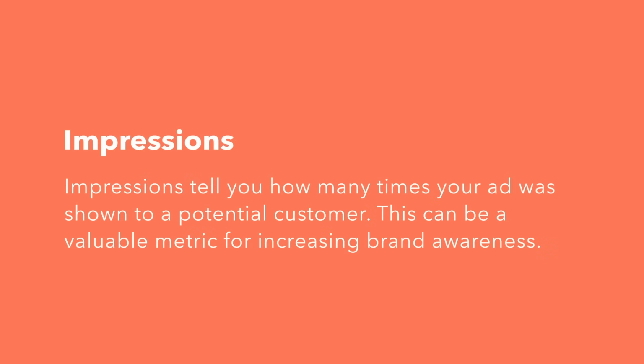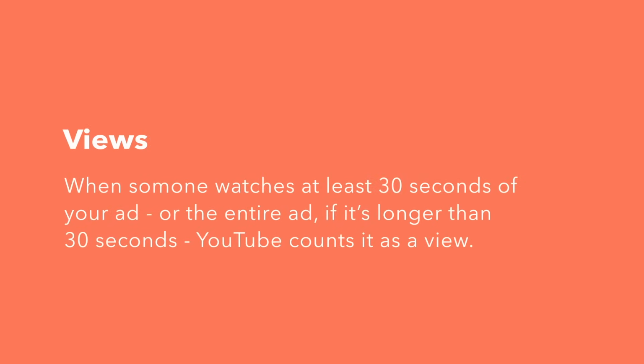The first key performance metric is impressions. Impressions tell you how many times your ad was shown to a potential customer. This can be a valuable metric to track if you're interested in increasing brand awareness among your target audience. The second metric is views. When someone watches at least 30 seconds of your ad, or the entire ad if it's longer than 30 seconds, YouTube counts it as a view.